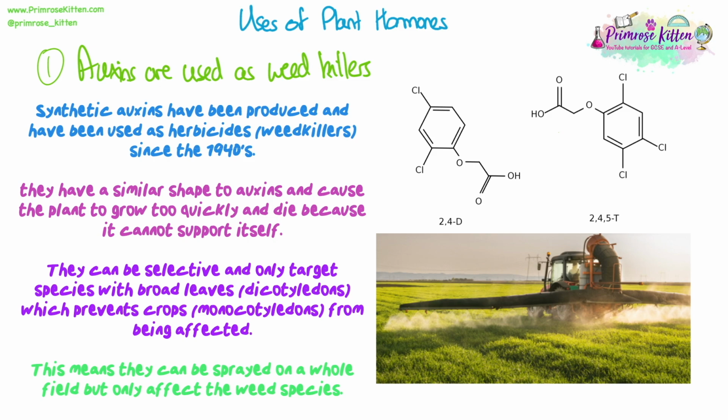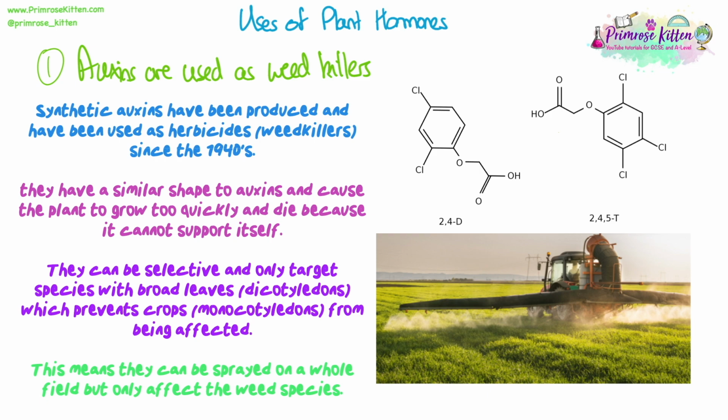So the synthetic auxins have a similar shape to the auxins that are found in the plants. And what they do when they're applied is that they cause the plant to grow too quickly and then die because it can't support itself. So it causes really rapid cell growth and elongation, and the plant grows really fast, but it grows so fast that it hasn't got time to make the structures properly to support itself, so it can fall over and then it will die. They can be selective, so they only target species with broad leaves.